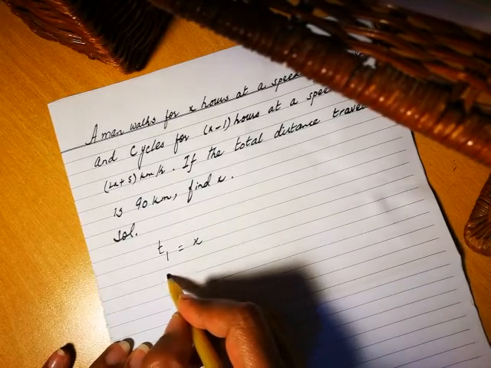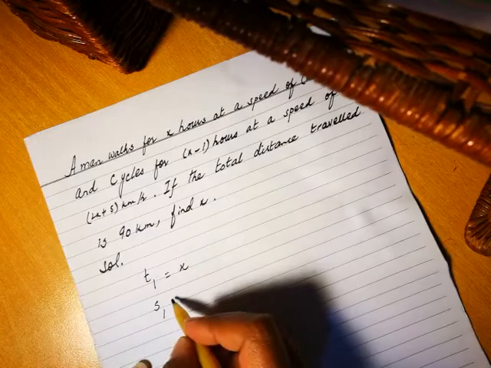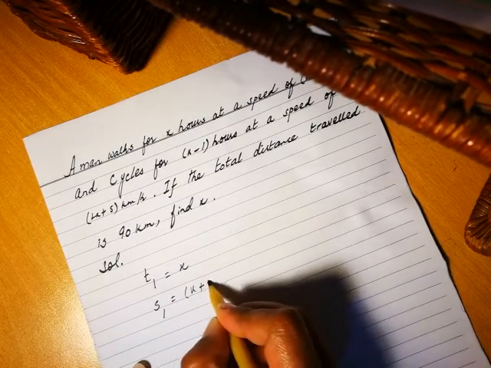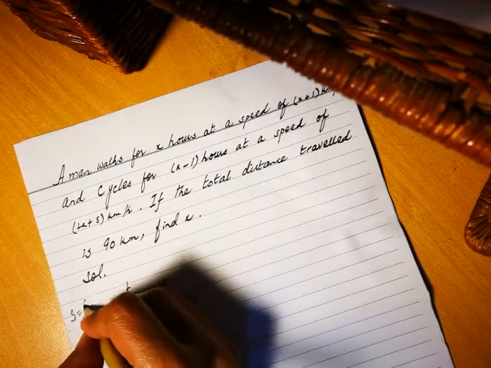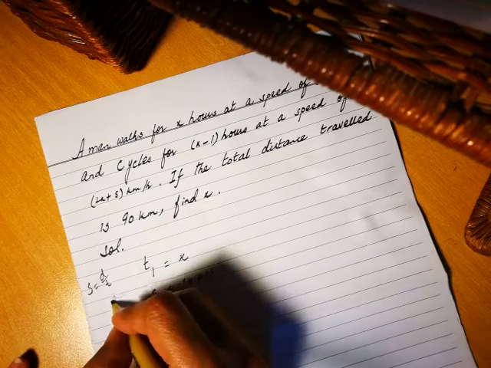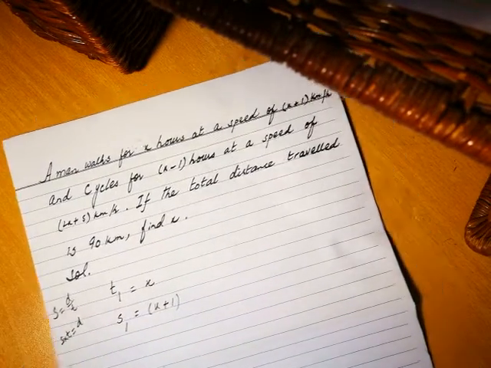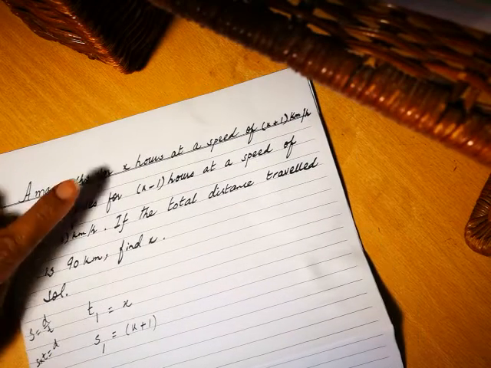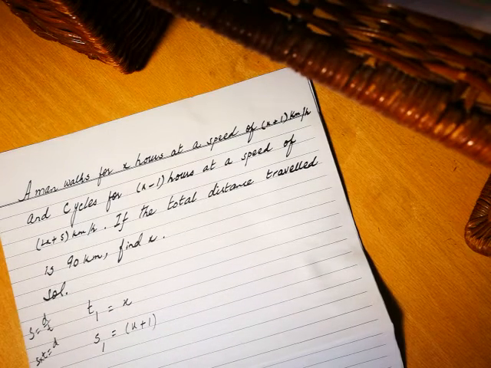And his speed 1, at a speed of x plus 1 kilometer per hour, means speed 1 is x plus 1 kilometer per hour. Here do not forget that speed is equal to distance over time. So what does it mean? Distance is speed multiplied by time. We'll use it afterwards. But right now we are having time 1 when he was walking. It was x hours and his speed was x plus 1 kilometer per hour.